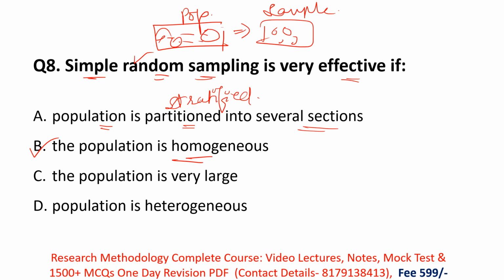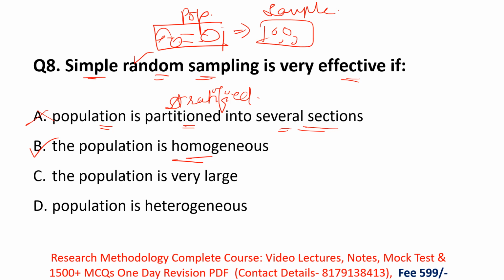Then after that you partition your population into several sections. Whatever members you have, you partition them into several sections, and from these sections you select your sample randomly. So this is effective if your sample is stratified, not simple random. So here option A is incorrect.